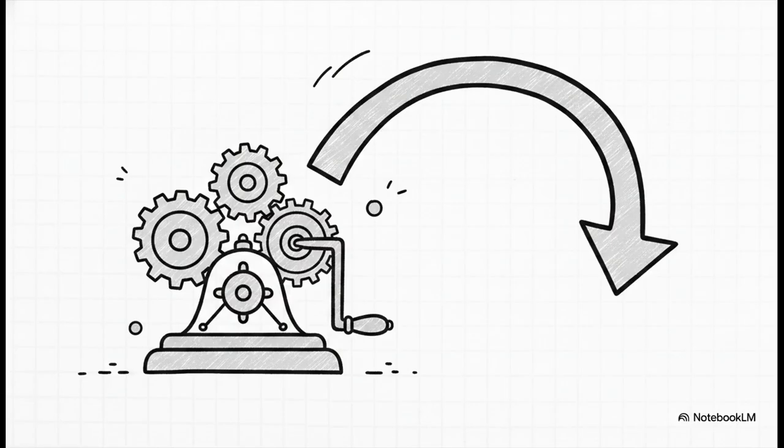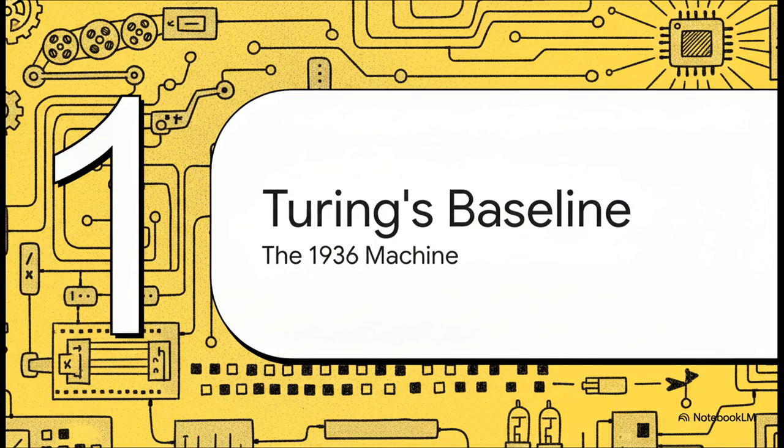Before we can even look at the bleeding edge of database technology, we first have to revisit a theoretical machine invented way back in 1936. This is the machine that set the stage for literally everything that followed. Which brings us to our first stop, Section 1, Turing's 1936 baseline machine.